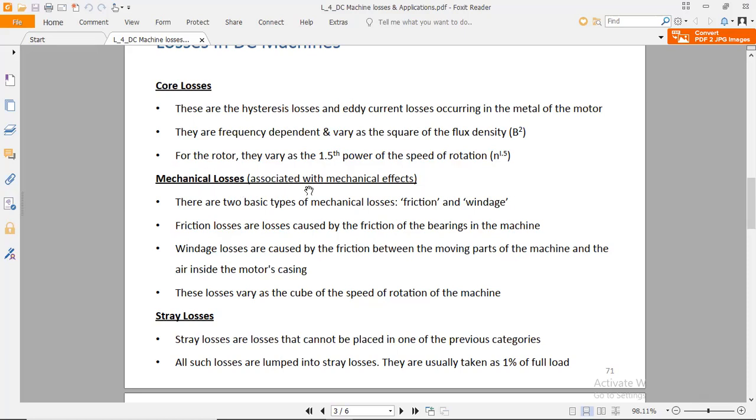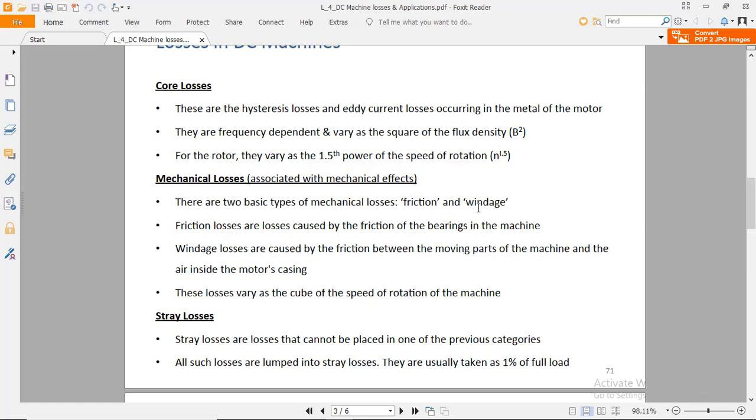Mechanical losses are associated with mechanical effects, as reflected by the name. There are two basic types of mechanical losses: friction and windage losses. Friction is produced because the rotating part in the motor is the shaft, and the shaft is held by a bearing. The bearing holds the shaft and lets it rotate smoothly, and friction is produced between the shaft and the bearing.